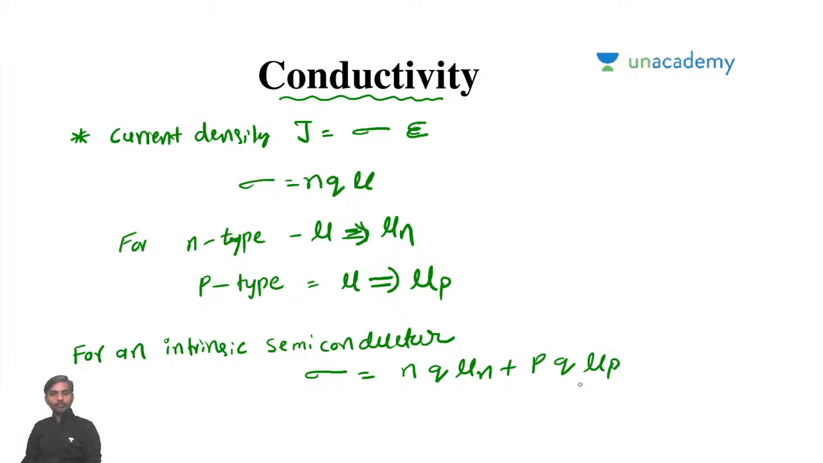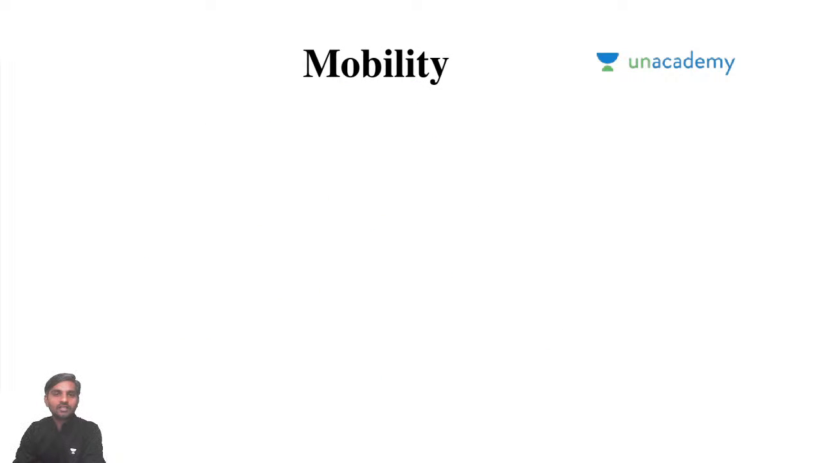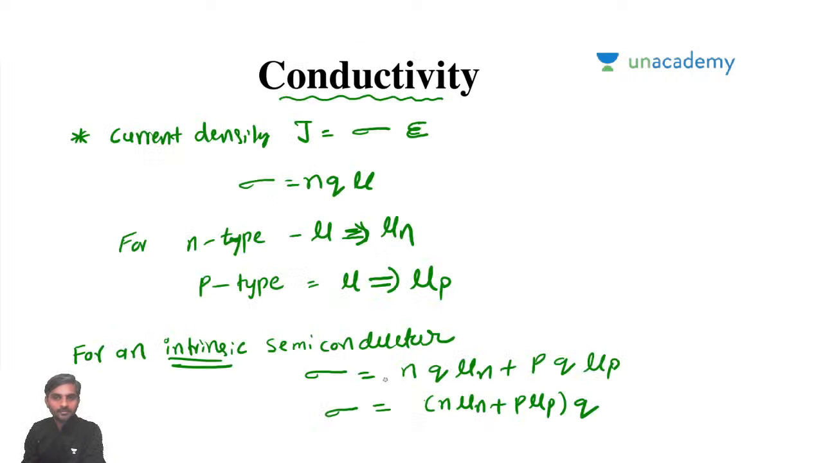N Q mu n plus P Q mu p. So for a semiconductor, conductivity sigma is going to be, you can take Q out, then this will become N mu n plus P mu p, into Q. This is what the conductivity is, for any given semiconductor.